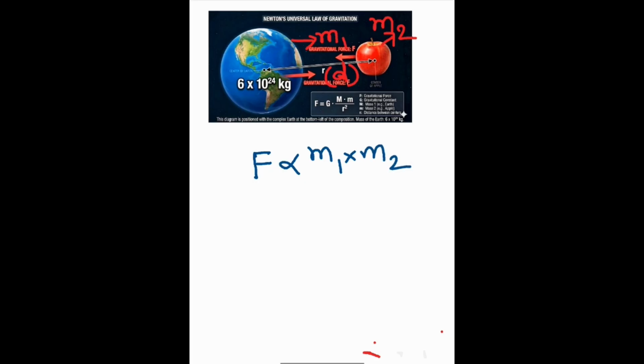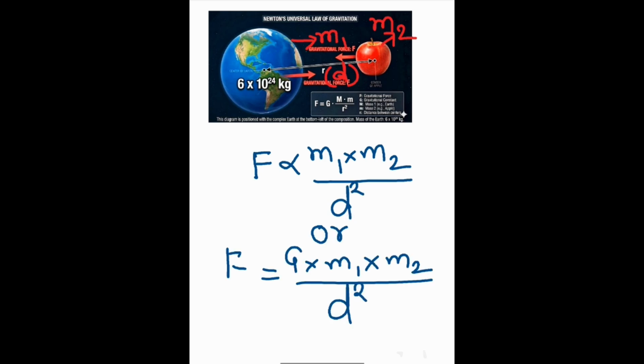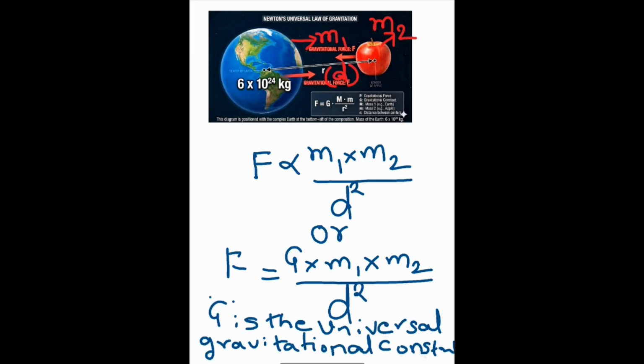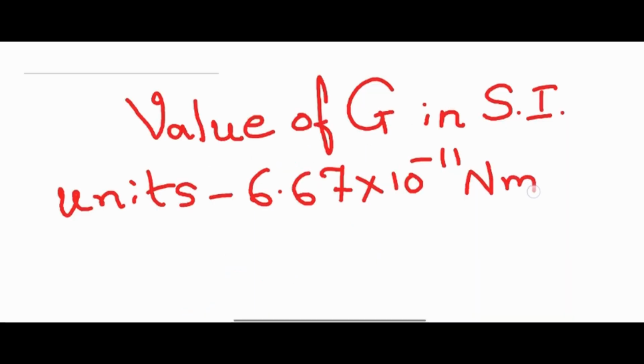Let us take two objects of mass m1 and m2. Force of gravity is directly proportional to the product of their masses m1 and m2, and inversely proportional to the square of the distance between them. That means Fg is proportional to m1 into m2 upon d square.